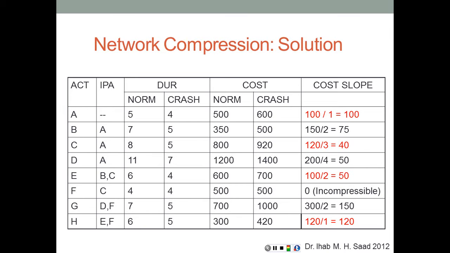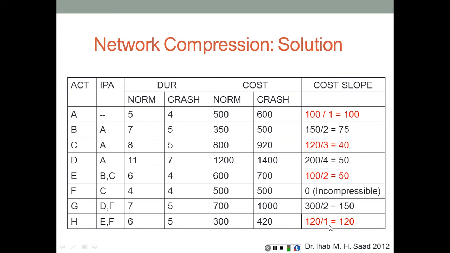Here's the table based on the calculations of the crash and normal durations and crash and normal costs. We obtain the cost slope, which is the difference in cost divided by the difference in time. So for the first activity A, 100 divided by 1, for B, 150 divided by 2, and so on. And again, we remind that activity F is incompressible. Now the ones in red are the critical activities. So these are our primary candidates for compression.